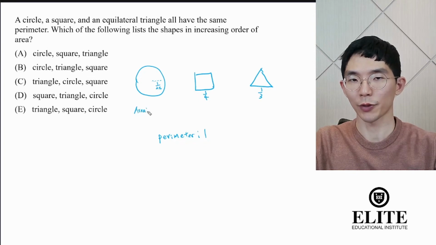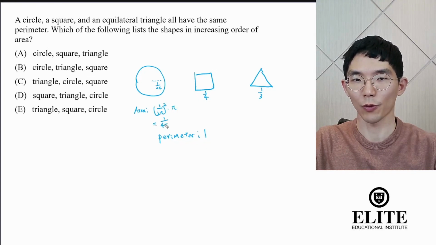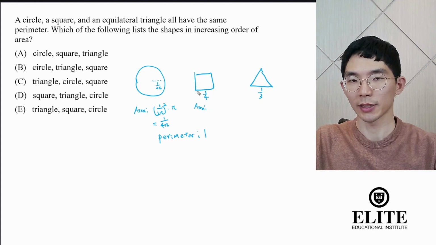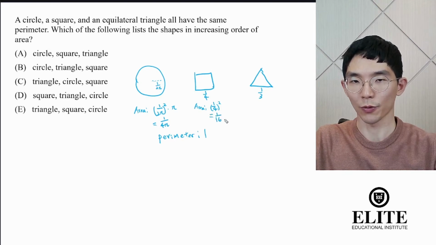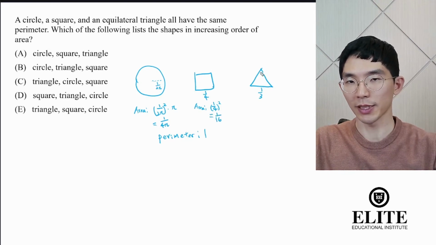So how do we figure out the area of the circle? We take the radius, square it, and then multiply by pi, which is going to be equal to 1 over 4 pi. And then for the square, the area is going to be two sides multiplied, so 1 over 4 squared, which is equal to 1 over 16. Last but not least, what's going to happen with the equilateral triangle?